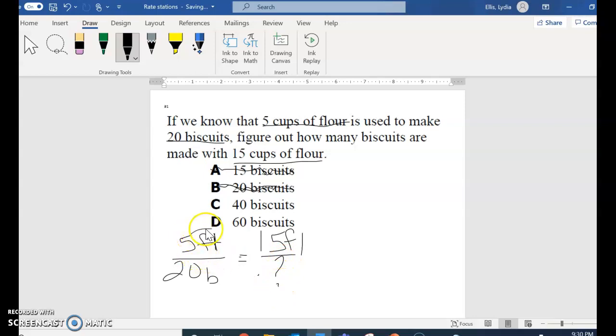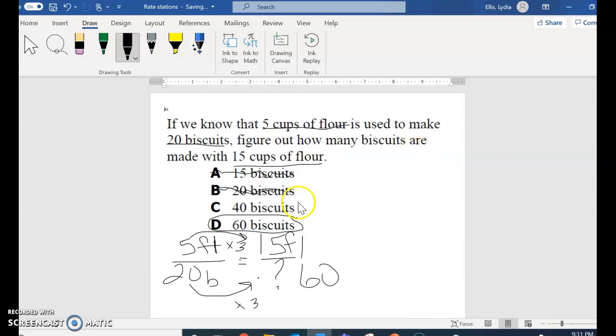Well, 5 times a number is 15. That's 5 times 3. So 20 times 3 will give me the answer, which is 60. 20 times 3 is 60. So if you got 60, pat yourself on the back. You were correct, if you got 60 with doing work, not just guessing.